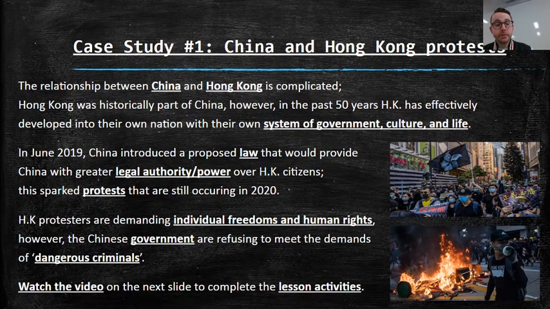The relationship between China and Hong Kong is complicated and I can't fit it into one slide. But what you need to know is that Hong Kong was historically part of China. So it used to be part of China. There was a war. Hong Kong was given to the British. Over 50 years or so under British rule, Hong Kong developed into their own nation with their own system of government, culture, and life. They are uniquely Hong Kong. They're not British, they're not Chinese, they're Hong Kong. But they're still historically part of China. So China obviously wants to get their mates back into the country. Hong Kong wants to do their own thing.